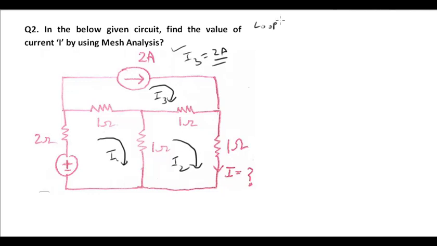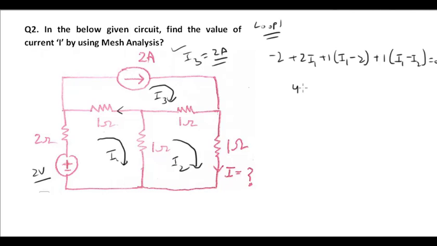Now in loop 1 I am applying KVL. This is 2 volt, minus 2 plus 2I1 plus 1 I1 minus, this current is flowing, this 2 ampere is flowing like this, I1 minus 2 plus 1 I1 minus I2 equal to 0. On solving this you will get 4I1 minus I2 is equal to 4, equation number 1.